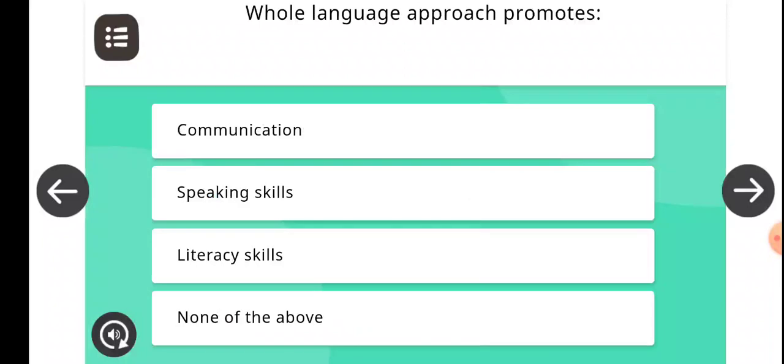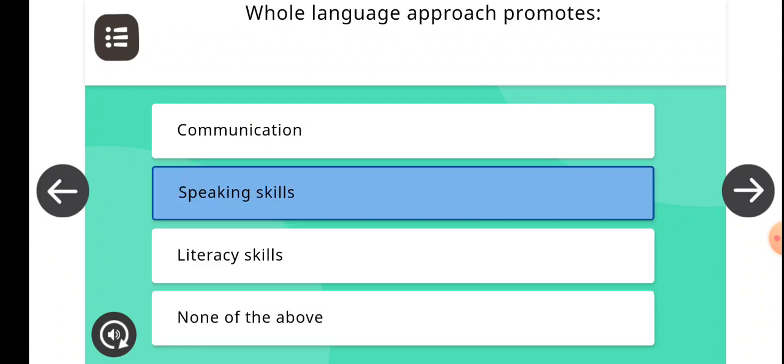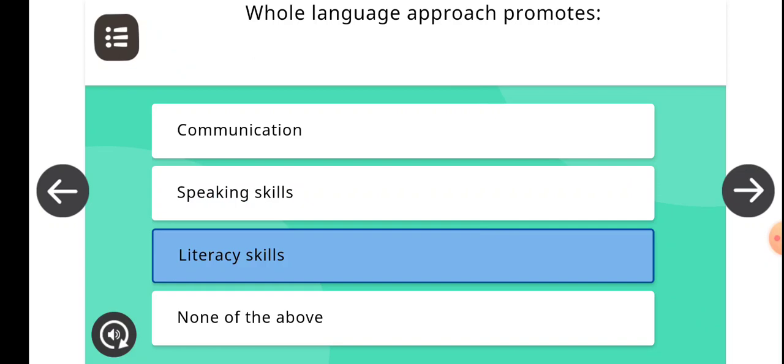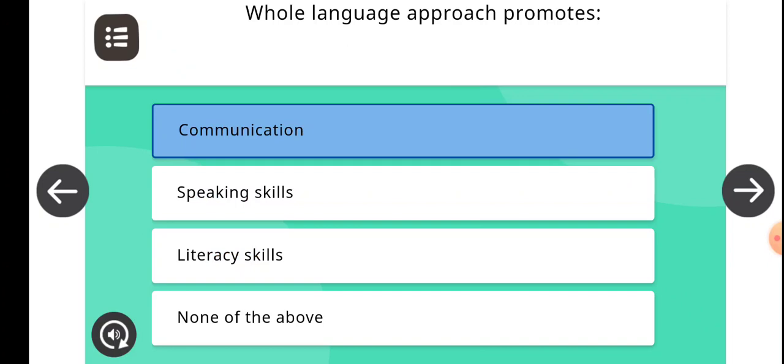The whole language approach promotes what? Taking the language as a whole, what will it do? It will improve communication, or it will improve speaking skills, or it will improve literacy skills, or none of the above. Speaking skills, of course. By exploring the language, we can improve speaking skills and literacy skills. But having the skills in itself doesn't matter. Using these skills, we need to communicate. So the whole language approach promotes definitely communication.